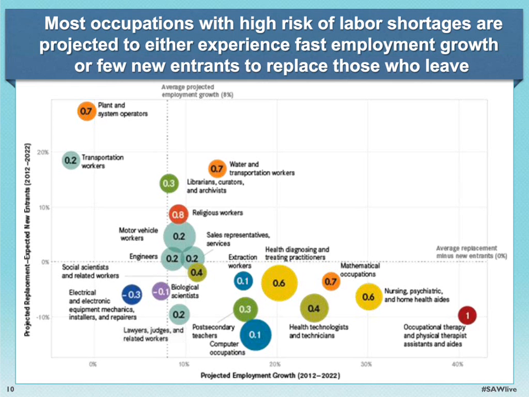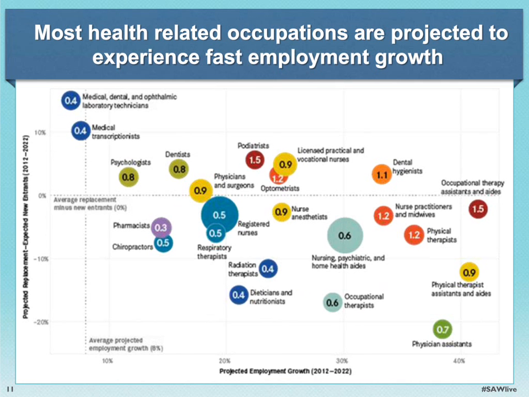Right. So you see the dotted line on the left is around 8%. That's the average growth rate for all occupations. So we see that almost all the bubbles here, which are all related to health occupations, are growing faster than the average occupation. Some of them much, much faster than average. That's why they are ranked high, because they're going to grow so fast it will be hard to find workers for all those occupations.